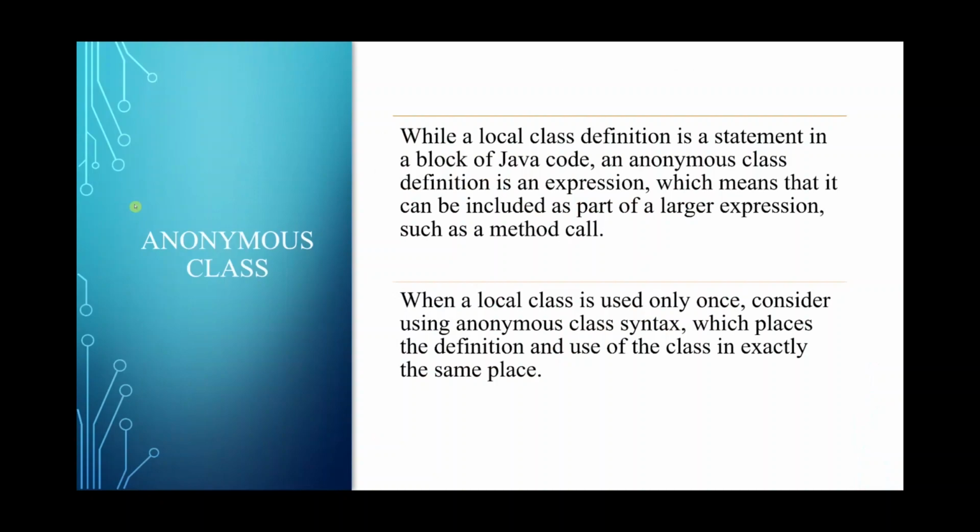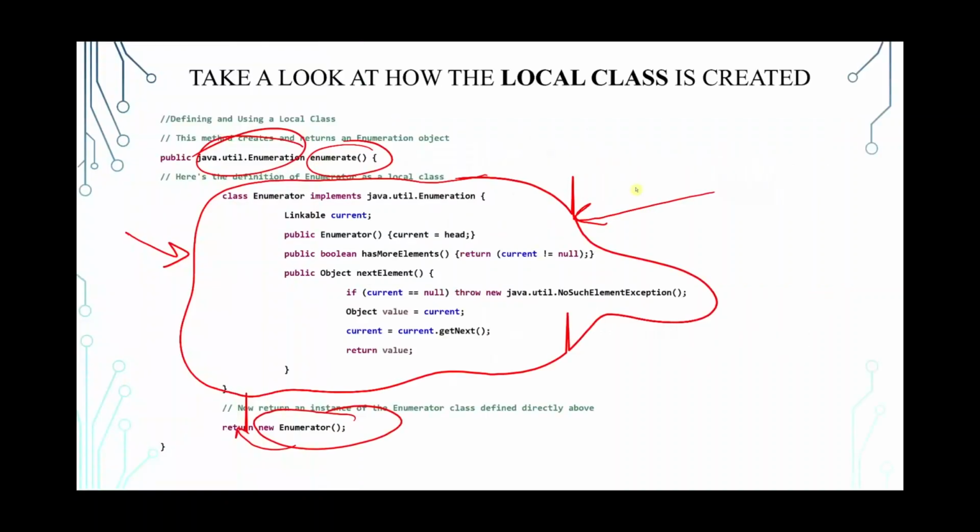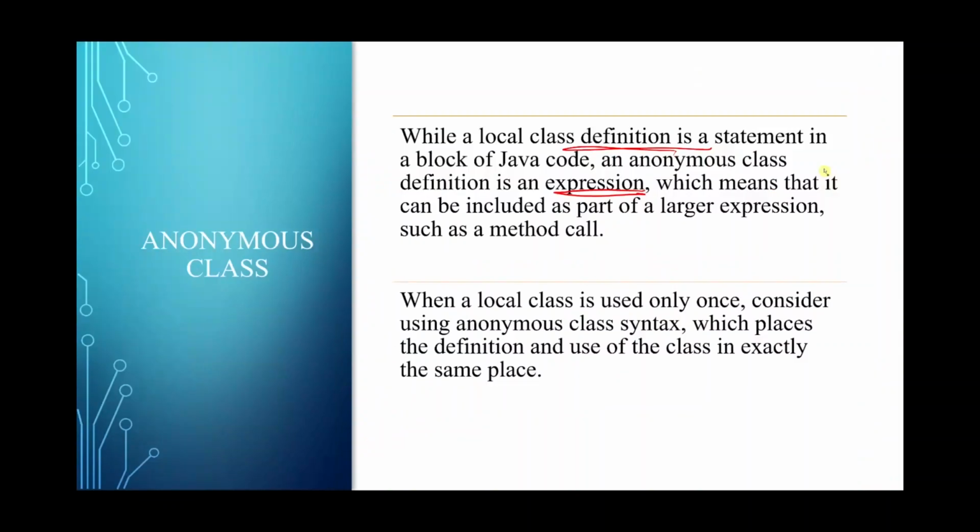Okay, so this is local classes. While a local class definition is a statement in a block of Java code, an anonymous class definition is an expression. So this is a complete statement, right? Or a block of statements.